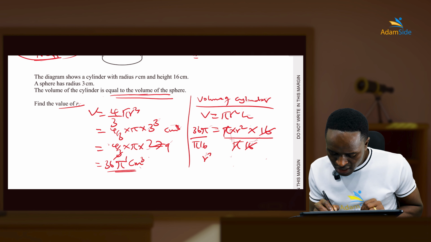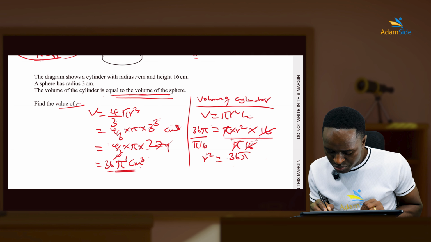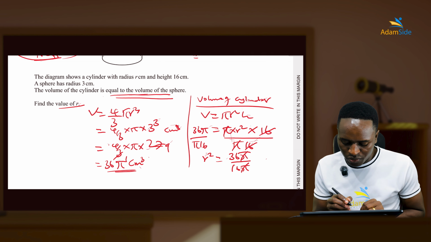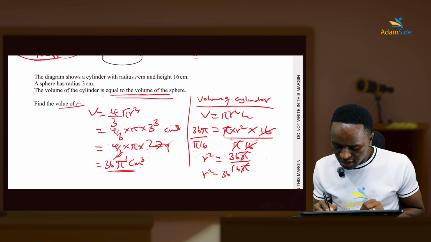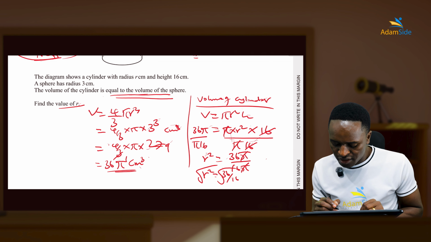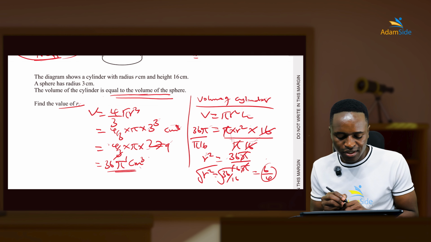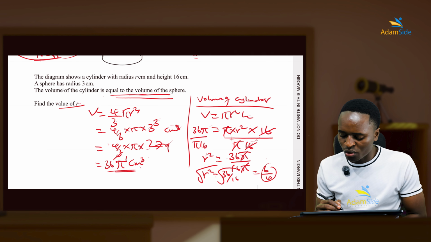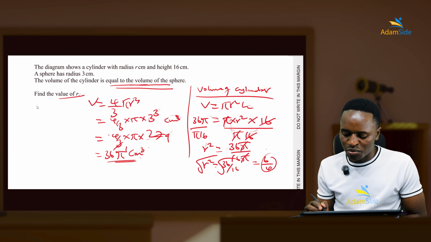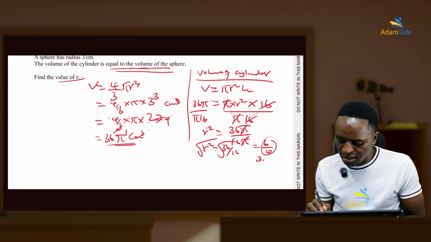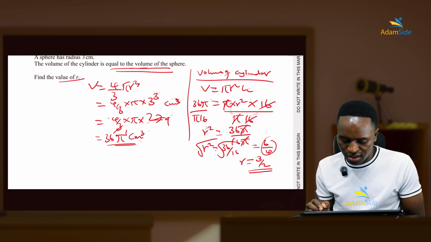We remain with r squared is equal to 36 pi over 16 pi. So pi cancels with pi, and you remain with r squared is equal to 36 over 16. Find the square root. The square root of 36 is 6, the square root of 16 is 4. So radius is equal to 6 over 4. That's our answer, or you can simplify it to the smallest terms: 3 over 2. So radius is 3 over 2.